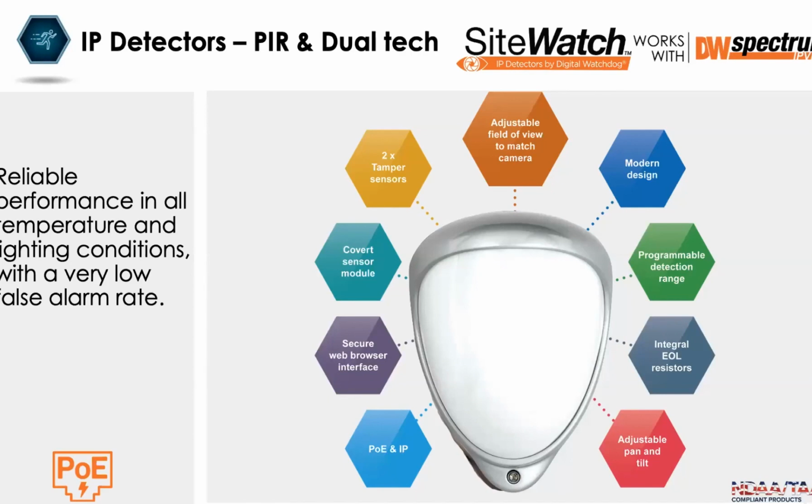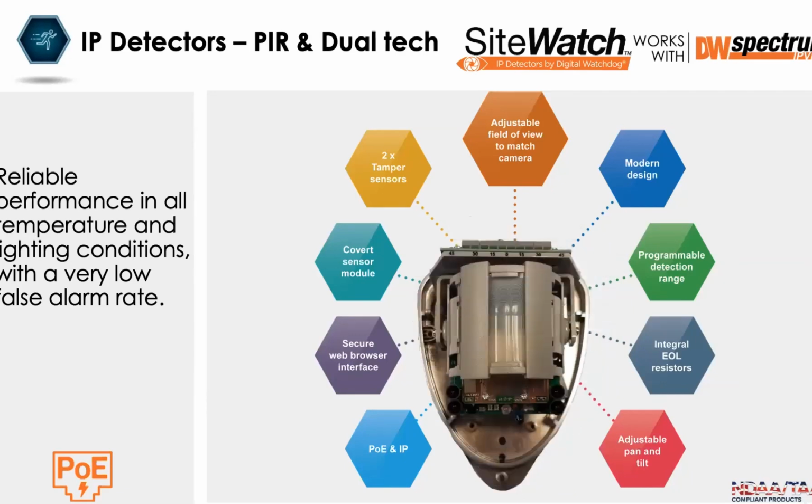It has an adjustable pan tilt on the curtain. We'll get into that. The tamper switches are on board, and there's a web browser interface for the programming. So Bobby's going to log into a SiteWatch, and you'll see the programming right through the browser interface to set up communication with DW Spectrum. The sensor module is covered. You take the cover off and you'll see the sensor module with a curtain that is adjustable for your application.